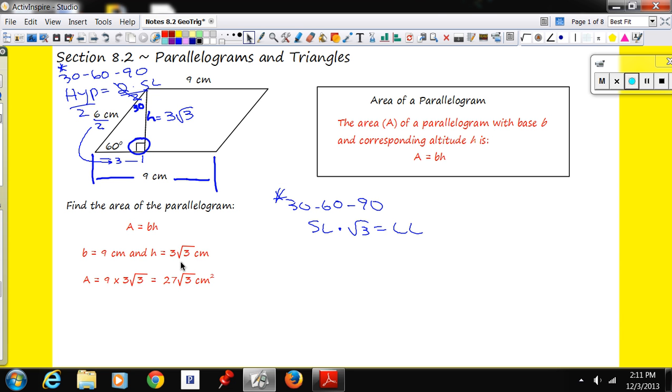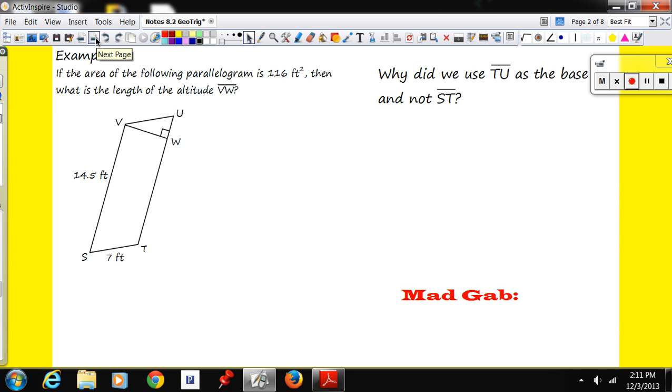All right, let's get to the next slide. Okay, here's example number 1. If the area of the following parallelogram is 116 square feet, then what is the length of VW, which is my altitude, or another word for that would be height, my H. The area is 116. So let's go to our area formula first. Area formula is base times height for that parallelogram. I don't know the height. They want us to figure that out.